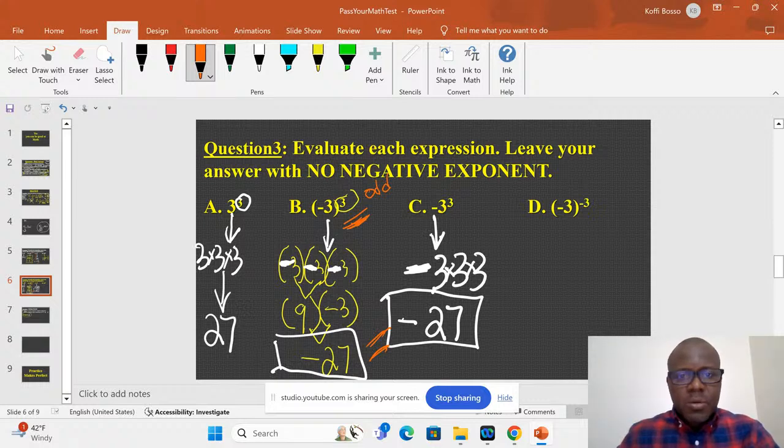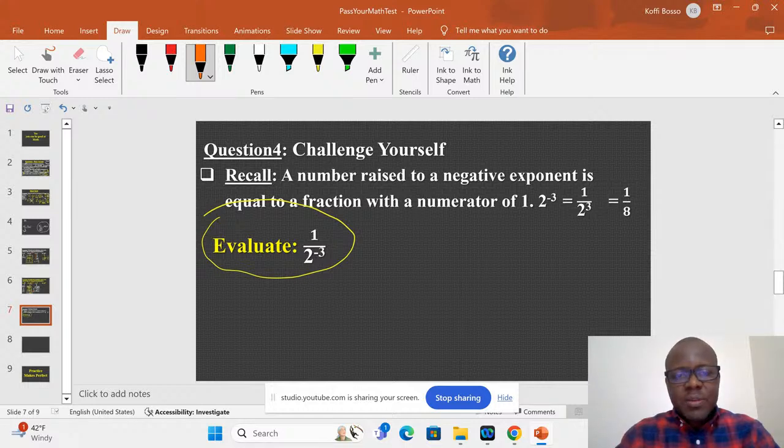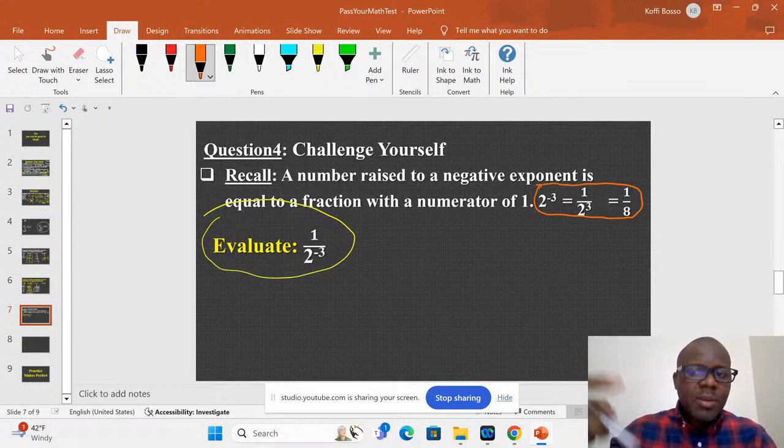Okay, let's continue. The challenge question. Before I do this challenge question, I have another question after we finish this. So let me recall the rule. A number raised to a negative exponent is equal to a fraction with a numerator of 1. We have the example here. So 2 raised to negative 3 is equal to 1 over 2 to the third power. So we change to positive, and we have 1 over 8. Now, this time they say evaluate 1 divided by 2 to the negative 3 power.